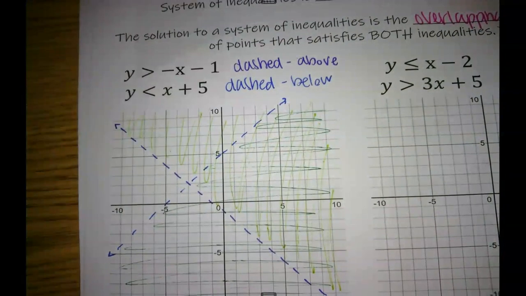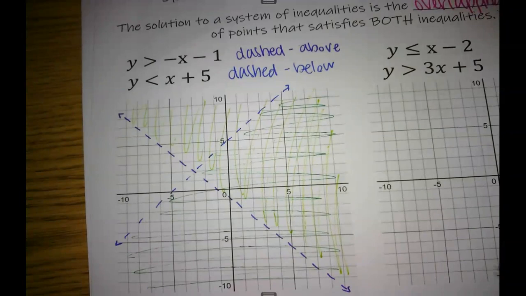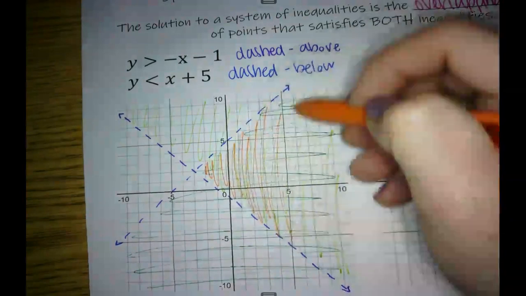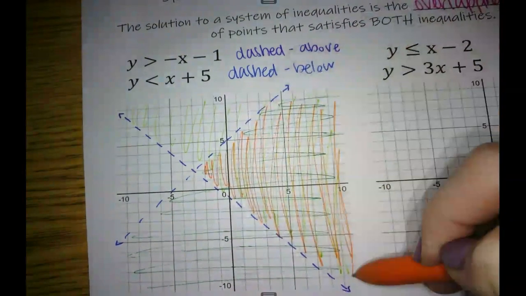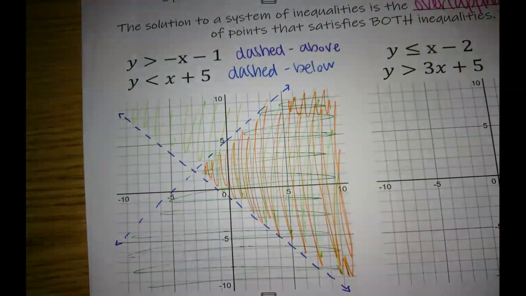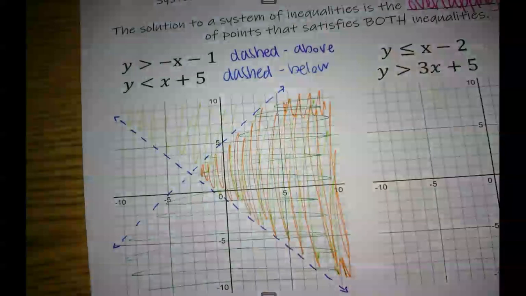So then what I'm doing is I'm looking at where those shaded areas overlap, and they overlap right here. So this orange area is the solution to the system of these two inequalities. These are where my solutions would be.